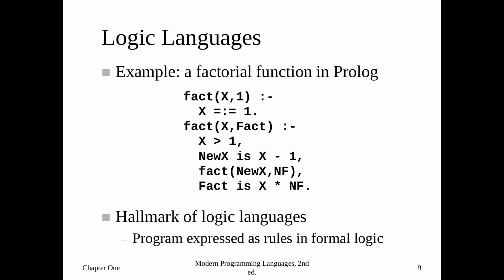That's our return value. On the other hand, if we have some x and a value that's not 1, as long as x is greater than 1, we create a new value, new x, and assign it x minus 1, and then we calculate the factorial of new x, nf, and the commas here are anding, or conjunction, and fact is x times nf, right?